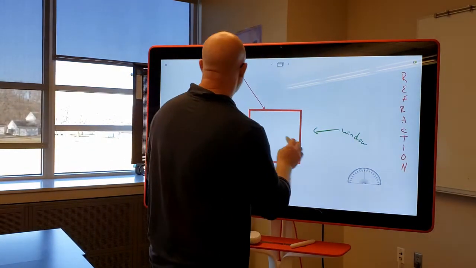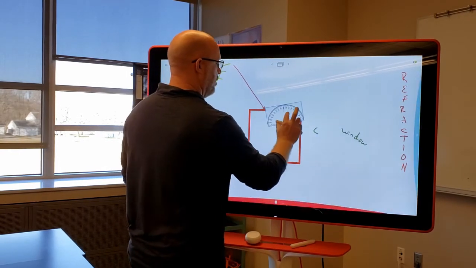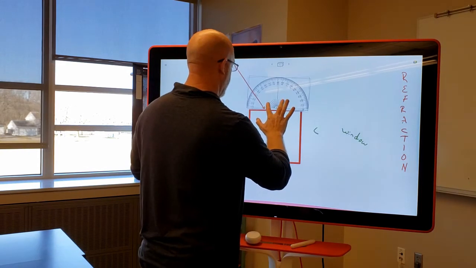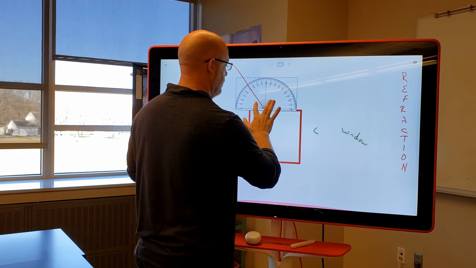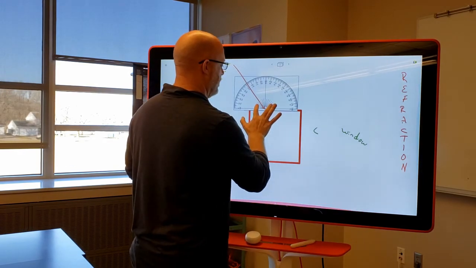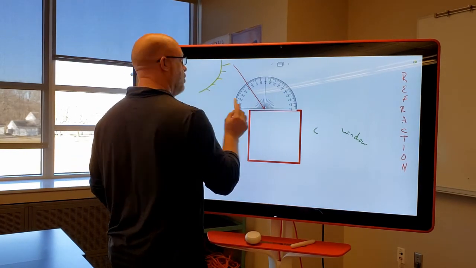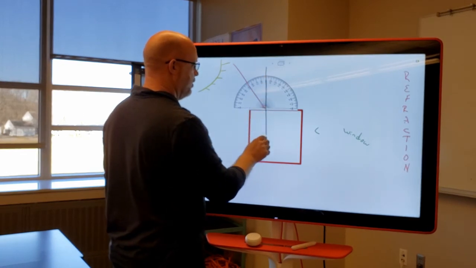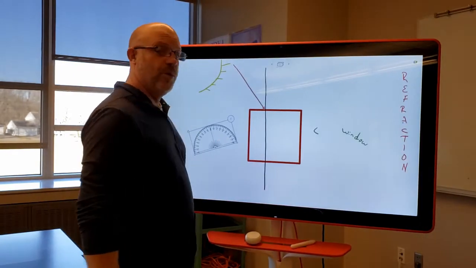We need to draw our normal again. So let me bring up our protractor here. By the way, this is called a protractor. So we put in our protractor. Remember, that line is right where it touches. And then I need to draw in my normal. The normal is perpendicular to the surface. So now I have my normal in.